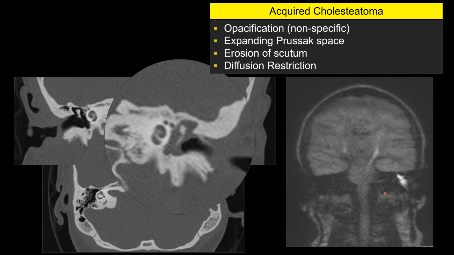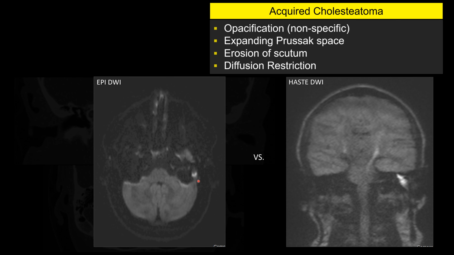On MRI, if you do a diffusion weighted sequence, cholesteatoma classically shows restricted diffusion. But it's difficult to visualize on your standard EPI diffusion weighted sequence. This is the same patient here, on his brain MRI. Notice that the lesion is very, very difficult to see with EPI diffusion. EPI diffusion, our standard diffusion, is very prone to susceptibility artifact. In areas with a lot of susceptibility artifact, including air, mastoid air cells, and bones, it is very, very difficult to see restricted diffusion using EPI.